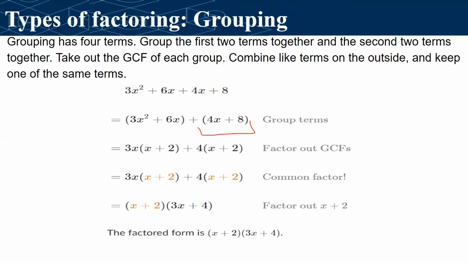Well, the GCF should have at least a number, right? Because it's 4x and then 8. Both of the terms at least have a number. So what is the GCF of 4 and 8? Well, it's 4. And then the second term does not have a variable to it, so your GCF cannot have a variable with it, right?